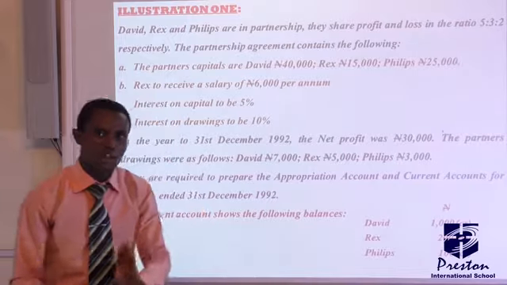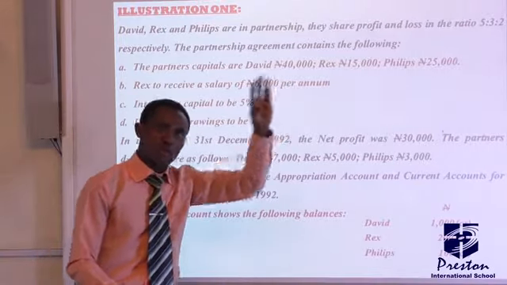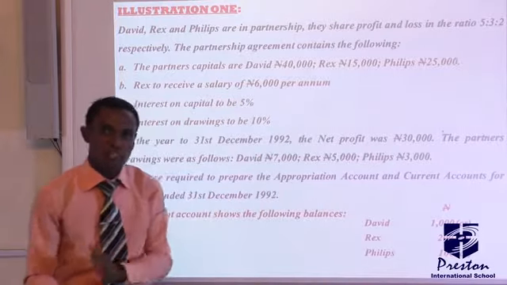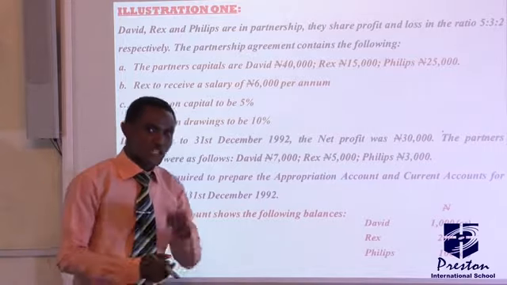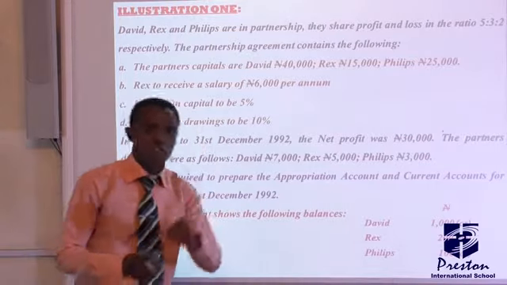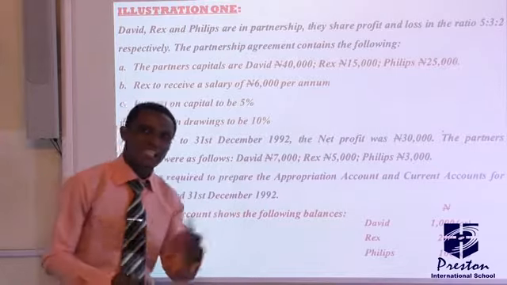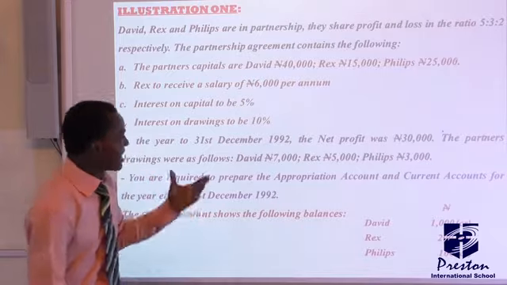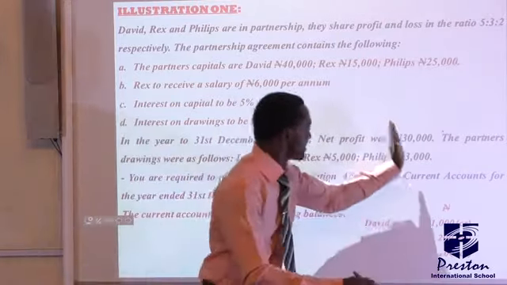Remember, under our normal final account preparation, after you have accounted for your trading account, you go straight to your profit and loss, where you charge your expenses against the gross profit. Your gross profit would have been gotten under your trading account. When you charge your expenses against your gross profit, that gives us your net profit. Remember, it is this same net profit that we are taking into the appropriation account. So the net profit was 30,000 naira.